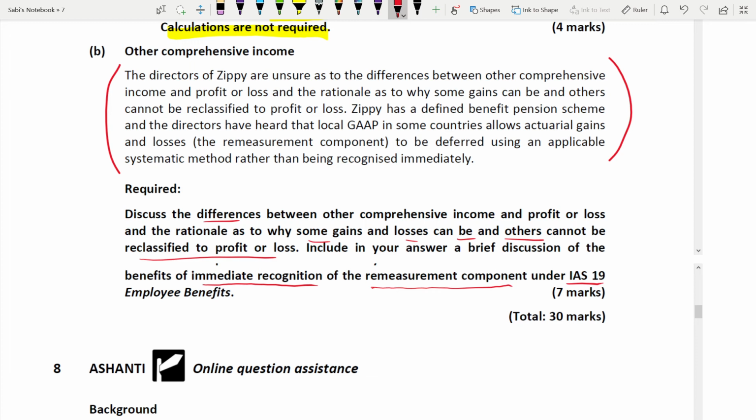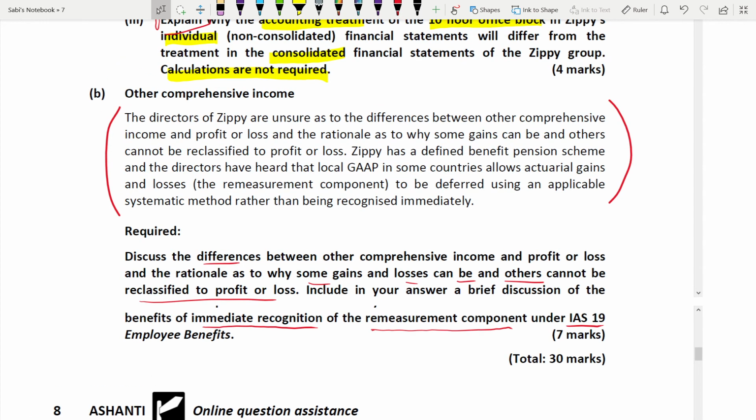Okay. Now let us read this paragraph. OCI. The directors of Zippy are unsure about the differences between OCI and profit or loss, and why some gains are reclassified and some are not reclassified to P&L. They are not explaining their reasons. Zippy has a defined benefit pension plan, and the directors note that local GAAP in some countries allows actuarial gains and losses, the remeasurement component, to be deferred using an applicable systematic method rather than being recognized immediately.